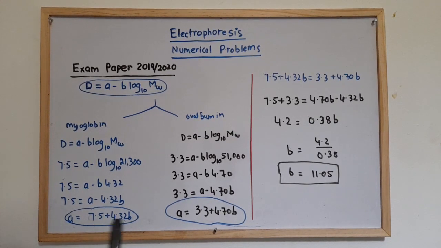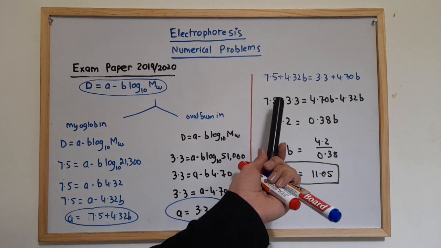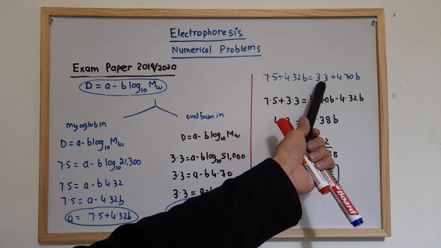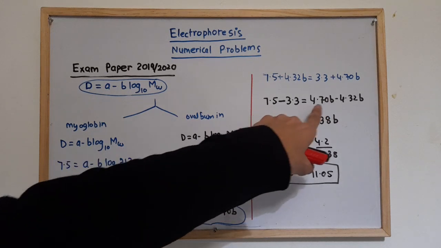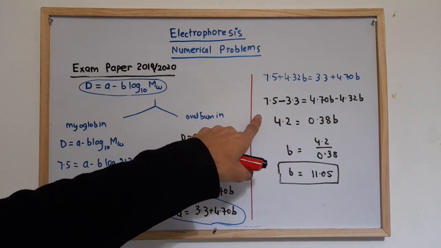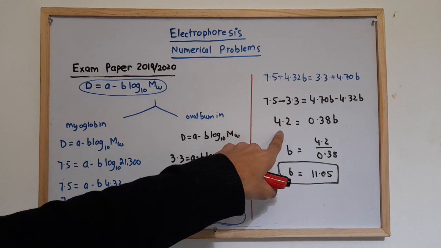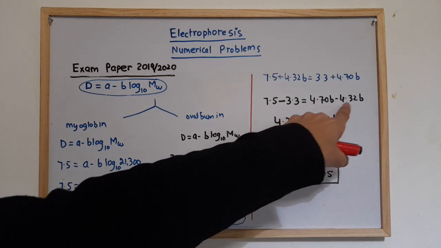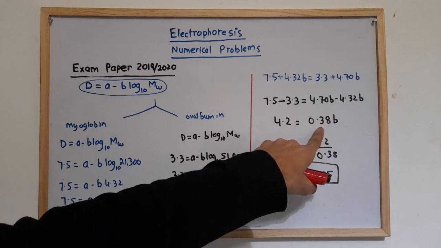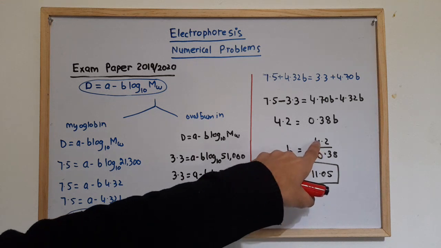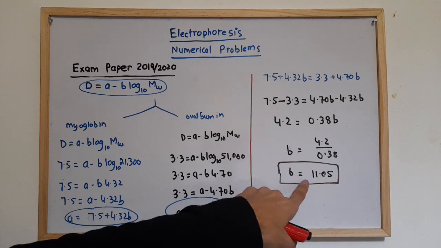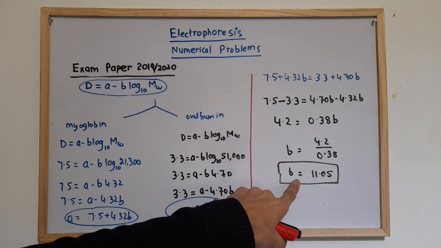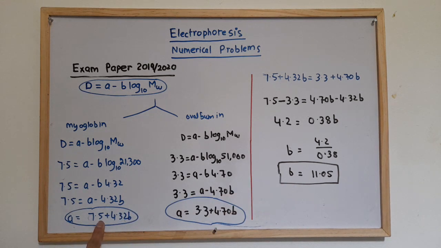When we compare these values, we have to move 3.3 to this side, and when we move it, it becomes negative. So 7.5 minus 3.3 becomes 4.2. Similarly 4.70 minus 4.32 becomes 0.38. And when we divide 4.2 by 0.38, it becomes 11.05. So we have to use this b value, and we can place it in either of the equations, either this one or this one, to get the value of a.